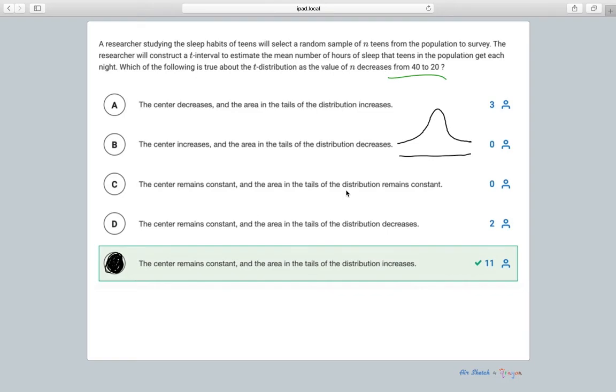We just had a lot of people answer that the center, or not a lot, we had 3 people answer the center decreases and the area in the tail decreases, so that's just wrong because the center doesn't change. It'll always be 0. We had a couple people say the center remains constant and the areas in the tail decrease. Nope, that's if we increase the sample size.